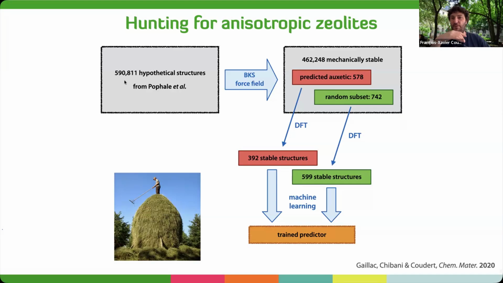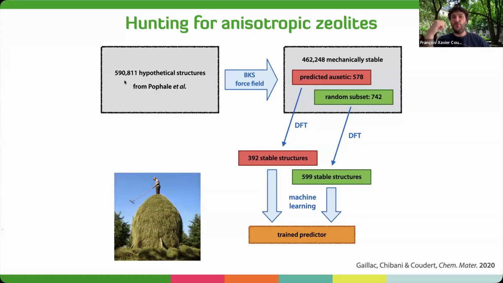For some properties, it can be good, but we think that auxeticity is difficult for it to describe. But still, it's probably better than just dumb luck. So we use that as a first filter. Then we draw subsets of the structures that are predicted as auxetic and non-auxetic by the force field. We refine those with DFT, and we use that to train a predictor.